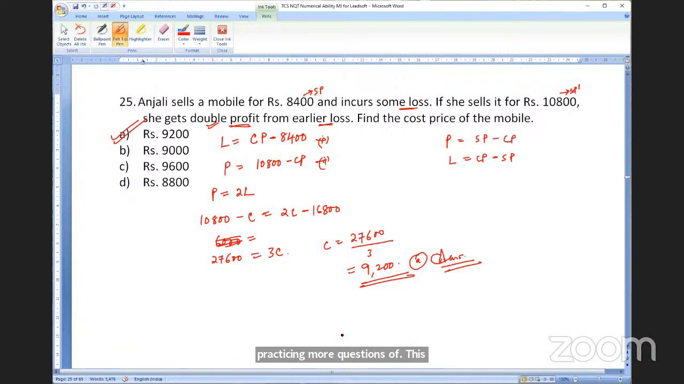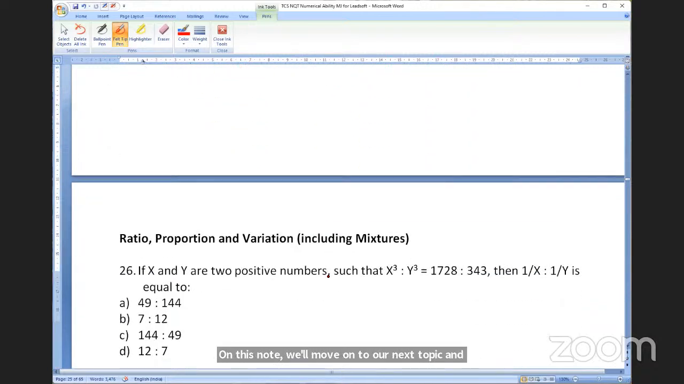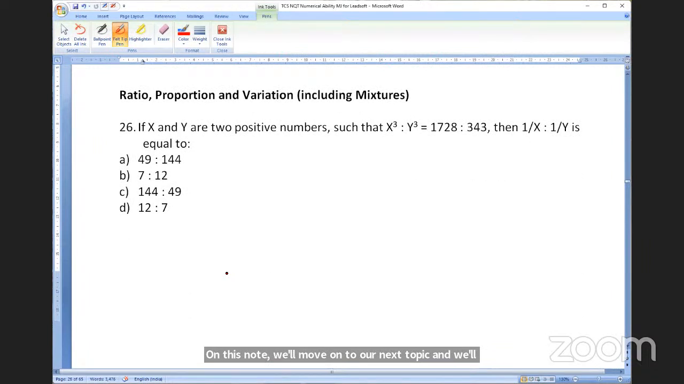On this note, we'll move on to our next topic and we'll see particular questions related to that. Welcome to ratio, proportion, and variation. We will be continuing with this topic today and maybe in the next session also. Today, we'll try to cover basic properties of ratio, proportion, how to deal with different formulas. And this is in our rule book, rule number 5. The link is there in the description as usual. Go through it also before coming for the next session.